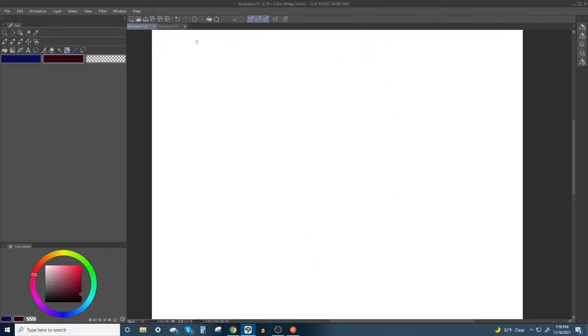Alright, so I'm gonna do some poses and explain what you should look for when doing a pose, because I know you guys really look forward to those.